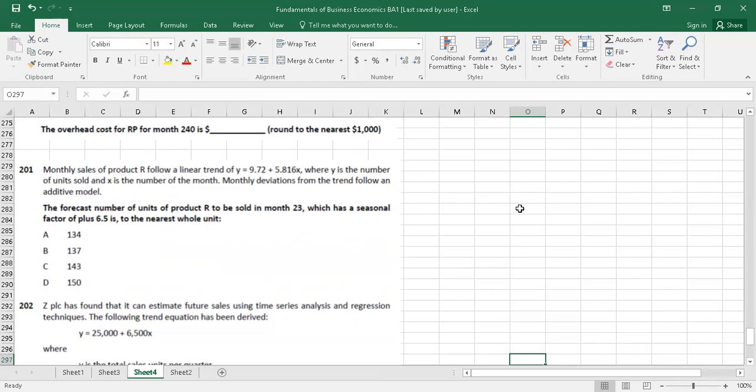5.816X, where Y is the number of units sold and X is the number of the month. Monthly deviations from the trend follow an additive model. The forecast number of units of product R to be sold in month 23. So X we have to take as 23, which has a seasonal factor of plus 6.5. So first let's adjust what is Y, and the seasonal factor of 6.5 has to be added because this is an additive model. So let's first find out the forecasted number of units.